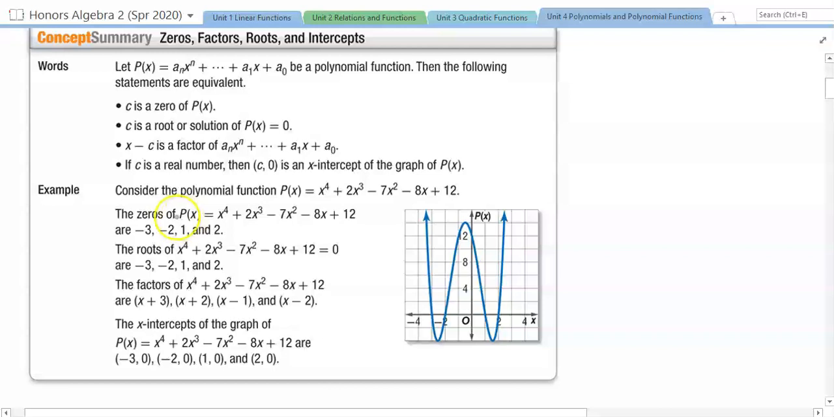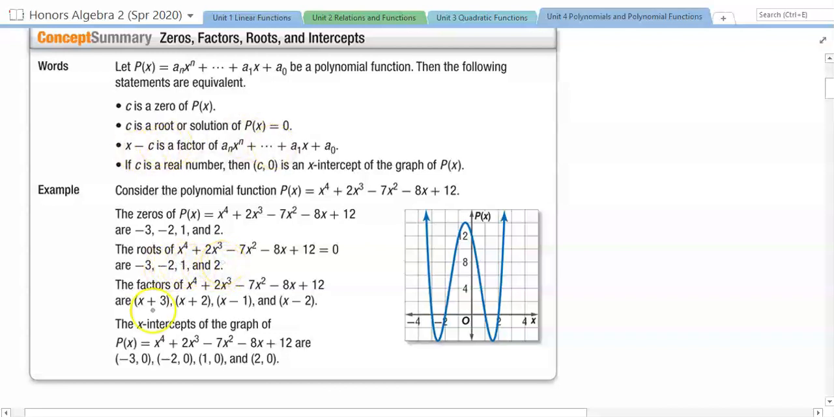So remember that the zeros of a function are -3, -2, 1, and 2 for this example function here, right? And remember, the zero is of a function. A root or solution is when p of x is equal to 0, right? So we're solving the equation equal to 0. And so those would be -3, -2, 1, and 2, right?